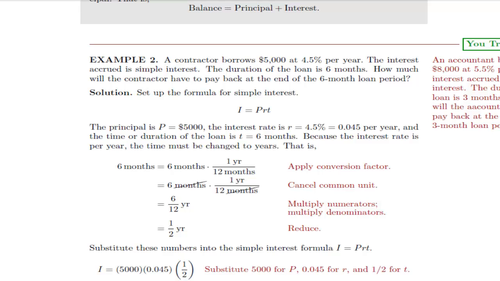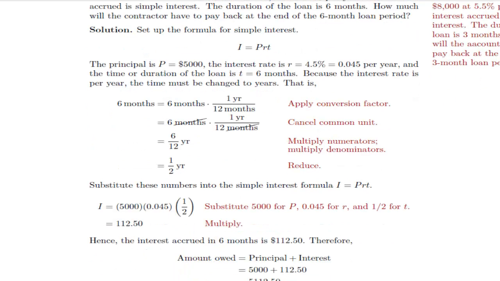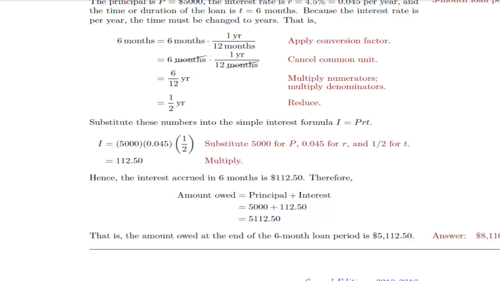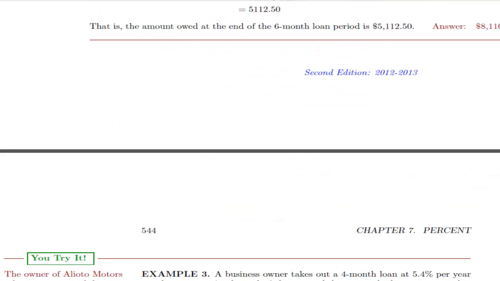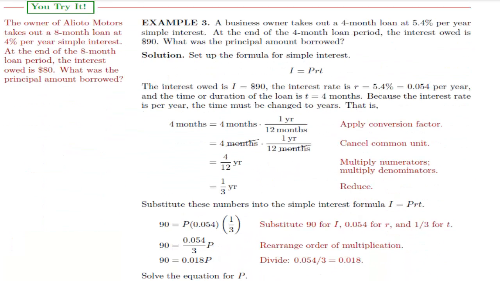Substitute these numbers into the simple interest formula I equals PRT. 5,000 times 0.045 times 1/2, which multiplying gives us 112.50. Hence, the interest accrued in 6 months is $112.50. Therefore, the amount owed, which equals the principal plus the interest, is 5,000 plus 112.50, which equals 5,112.50. That is, the amount owed at the end of the 6-month loan period is $5,112.50.